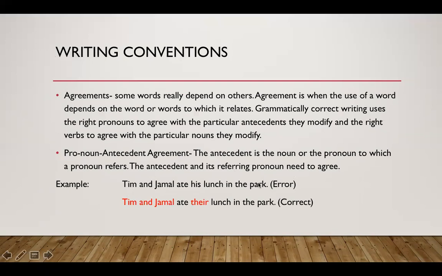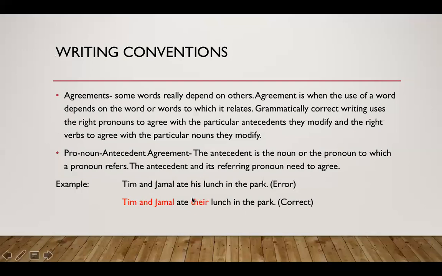Well, they didn't. First of all, whose lunch? Tim or Jamal? And why are they both eating his lunch? So the correct answer would be Tim and Jamal ate their lunch in the park. So this is where they have the agreements, right? Or you might want to say they ate their lunch in the park.